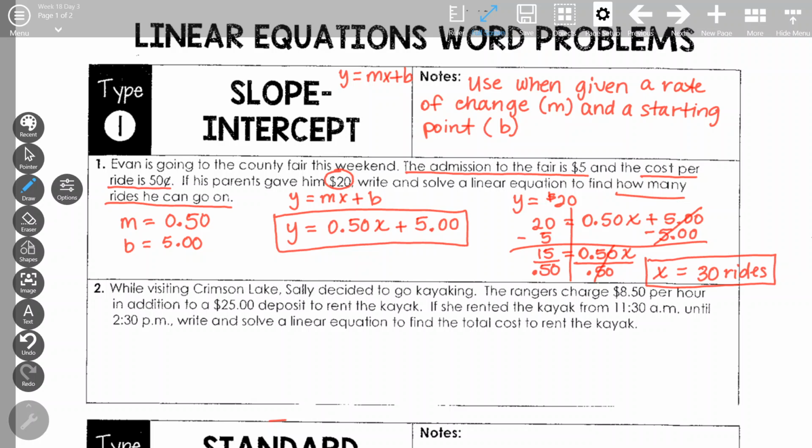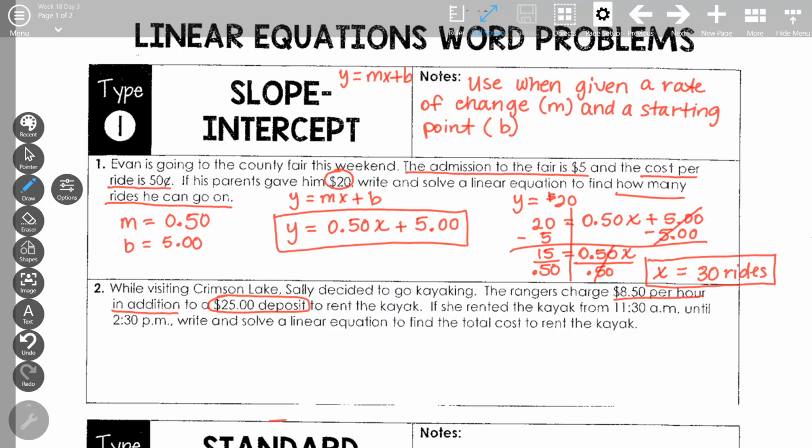All right, so there we go. Let's move on to number 2. While visiting Crimson Lake, Sally decided to go kayaking. The rangers charge $8.50 per hour in admission. Okay, that's important. $8.50 per hour, in addition to a $25 deposit to rent the kayak. If she rented the kayak from 11:30 until 2:30, write and solve a linear equation to find the total cost to rent the kayak.